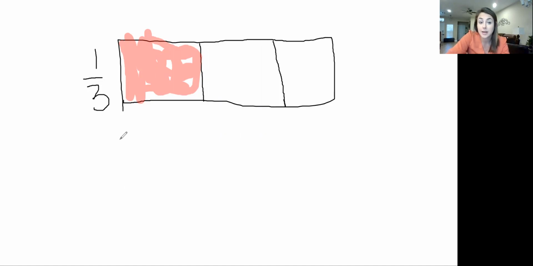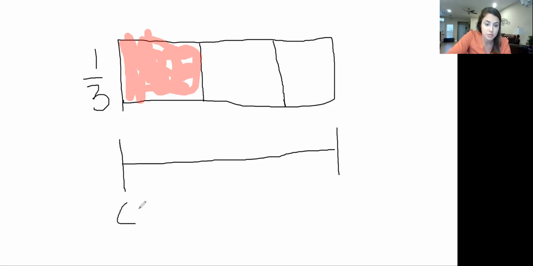If I were to make my number line, again, I'm going to draw that number line. I'm going to start at 0, end at 1 whole, right? And I know that that whole has not 1, not 2, but 3 pieces total. Then I know I need to have 1 piece, 2 pieces, and 3 pieces. I know they don't look exactly equal. Bear with me, I'm doing it on a computer. And I would go ahead and count.